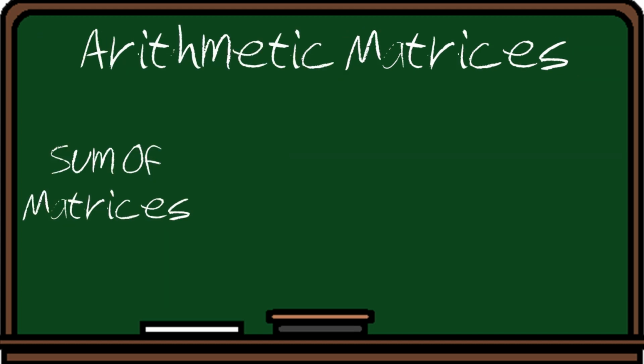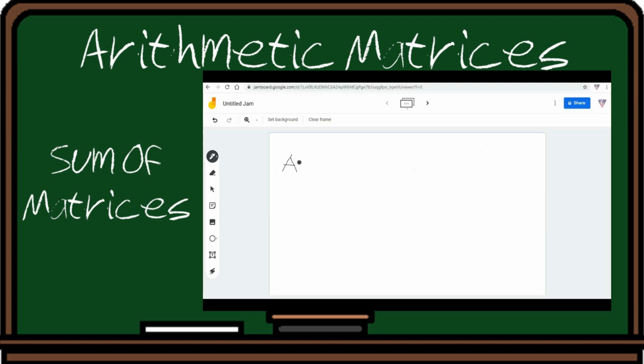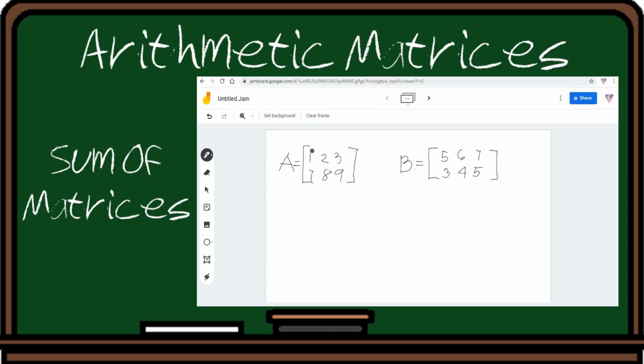And now we're gonna talk about some arithmetic involved in matrices. First is the sum of matrices. I'm gonna provide an example. First, we're gonna write the givens. Matrix A given is 1, 2, 3, 7, 8, and 9, while matrix B is 5, 6, 7, 4, and 5. But in order to add matrices, they must have the same dimension, and this example has a perfect 3 by 3 dimension.